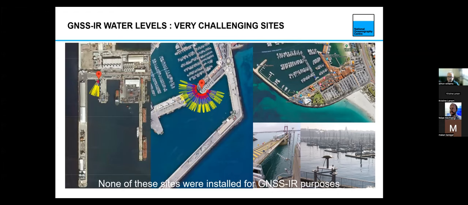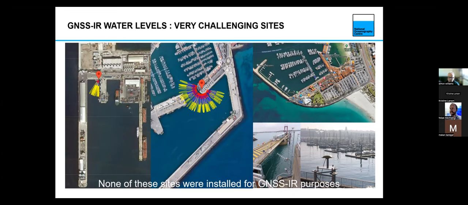So the one on the left here, this is Gibraltar. It has obviously a very, very limited azimuthal range. It also has boats coming into that region. The one in the middle is Alicante. So while it's got a reasonable azimuth range, you've got piers and boats blocking those signals. The one top right is Hillarys in Australia. It's on a pier with lots of boats, so you can see that those would probably cause additional noise in your measurements.